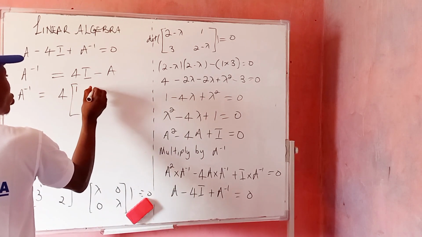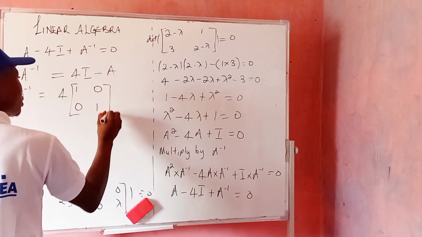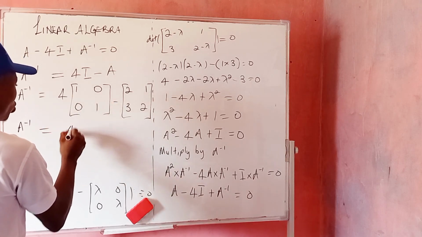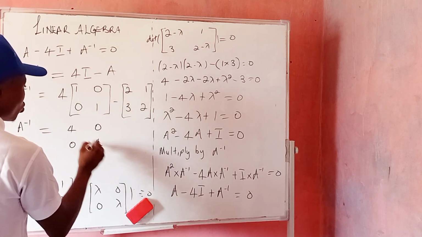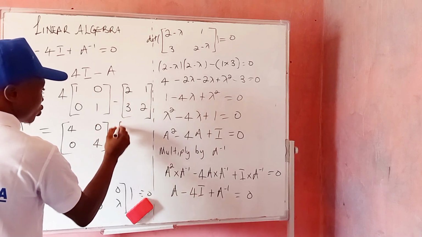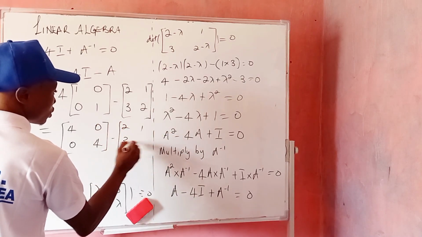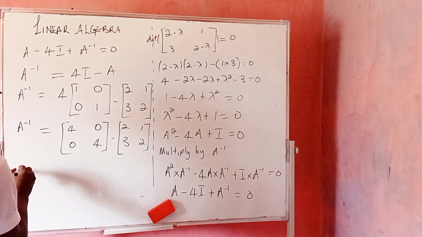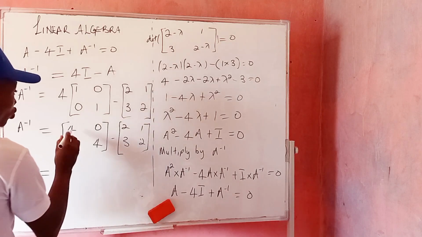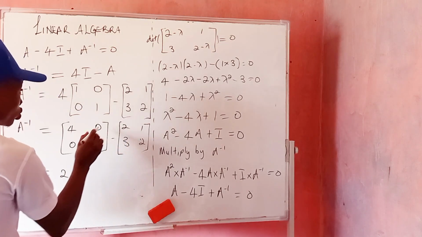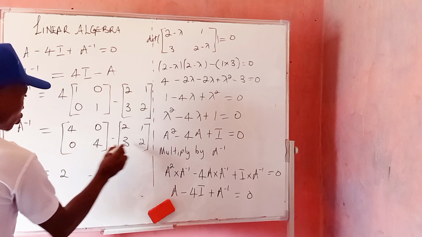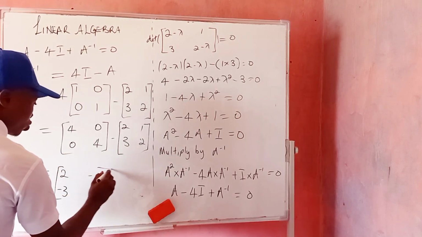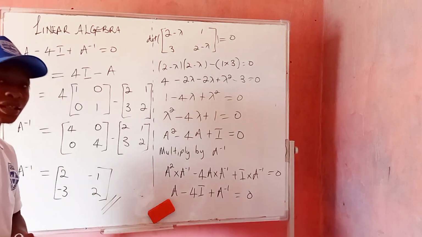So the inverse of A is going to be 4 times the 2 by 2 identity matrix, which gives us 4 times 1 is 4, 0, 0, 4, minus the 2 by 2 matrix 2, 1, 3, 2. So A inverse is finally going to give us 4 minus 2 is 2, 0 minus 1 is minus 1, 0 minus 3 is minus 3, and 4 minus 2 here is 2.